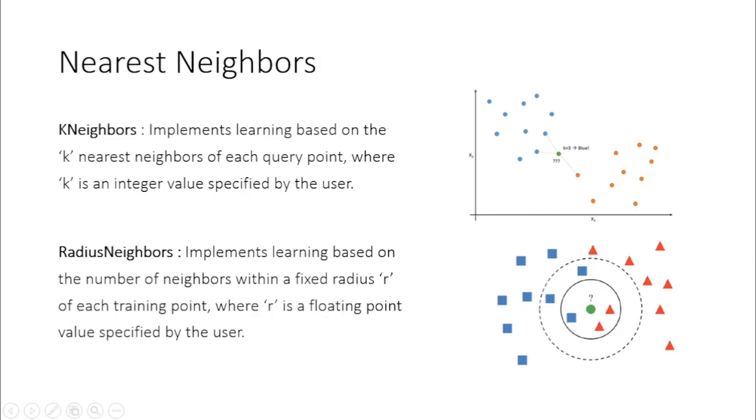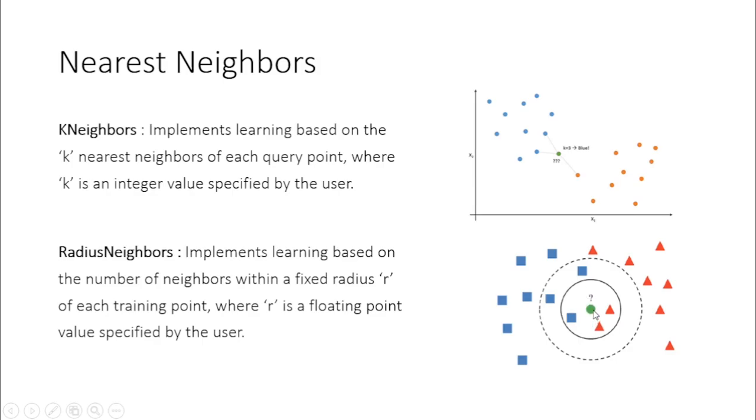In radius neighbors, this learning method implements learning based on the number of neighbors within a fixed radius of the query point, where r is a floating point value specified by the user. As you can see, we have two circles here. If our radius r is this much, and the green point is our unseen data point, it will be assigned the red class, because there are two red data points inside the circle and one blue. So this will be red.